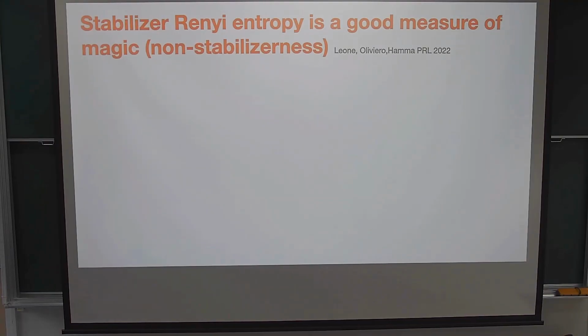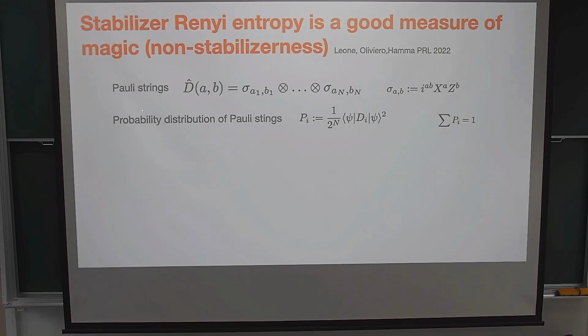One of these quantities is called the stabilizer Renyi entropy. It's a good measure proposed by these people, and it's a relatively easy way to compute, because you can use Pauli strings. I'm just using a different representation of my Pauli strings using the binary indices a and b. Then for a given state, you just evaluate the set of your Pauli strings, so you get some probability distribution. Since it is a probability distribution, you can evaluate the associated entropy.